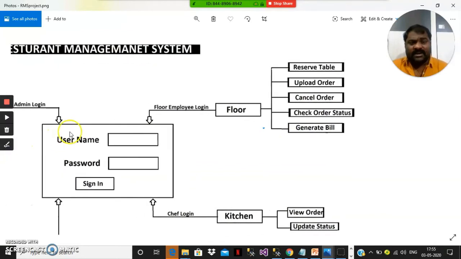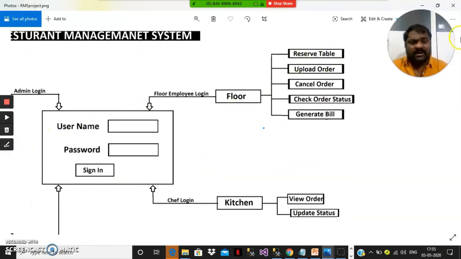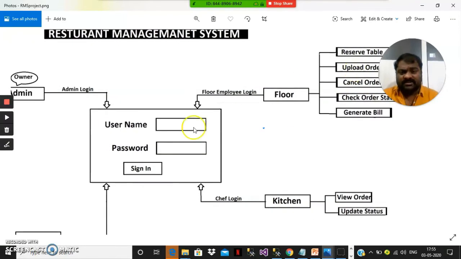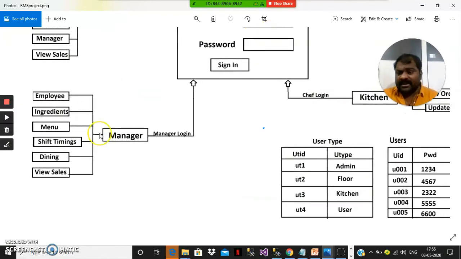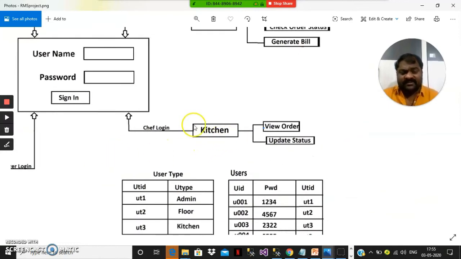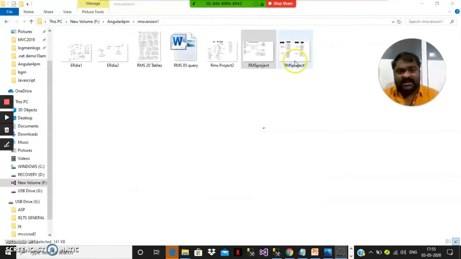Similarly, floor employee can reserve the table. He can upload the order, cancel the order, check the order status, generate the bill. That is the responsibility of floor employee. Manager will add the employees, ingredients, menu, shift timings, dining details, view sales, etc. Kitchen chef is the head of the kitchen. Kitchen module also will be there. They can view the orders as well as update the status. So this is what happens in the restaurant.